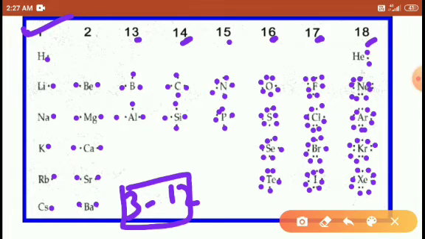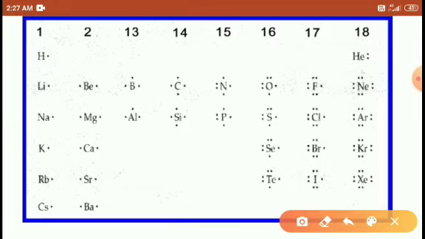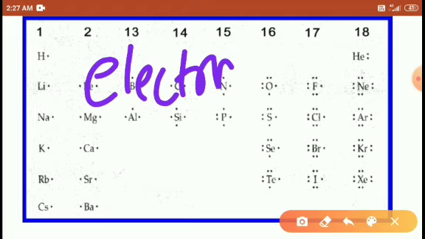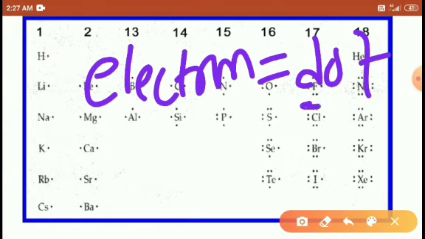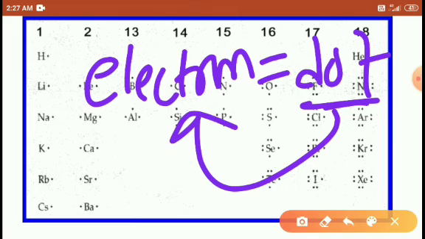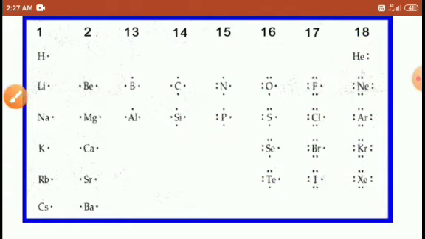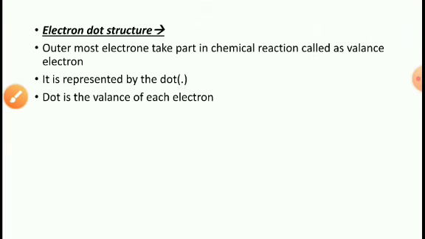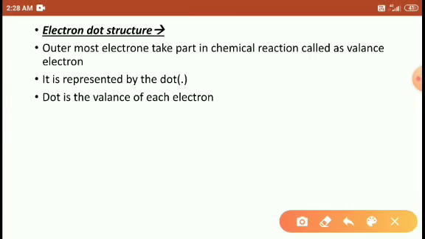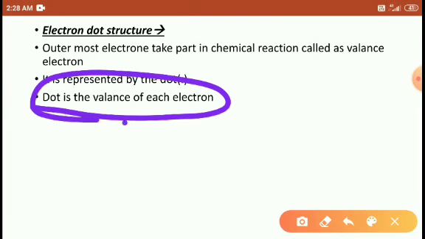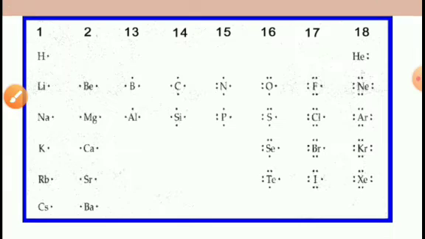So this is about all the valence electrons, which we denote by the dot. Dot means nothing but an electron. Electrons are represented by the dot. Right students, the dot is the valence of each electron, right?